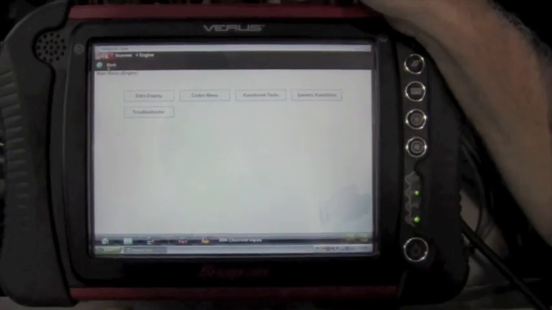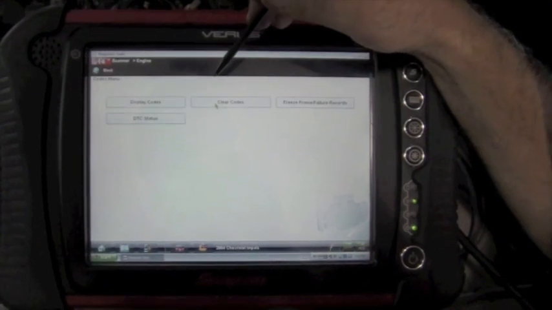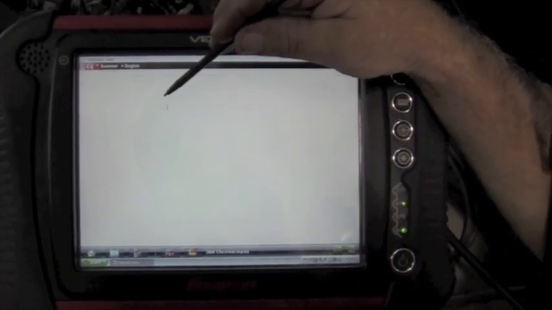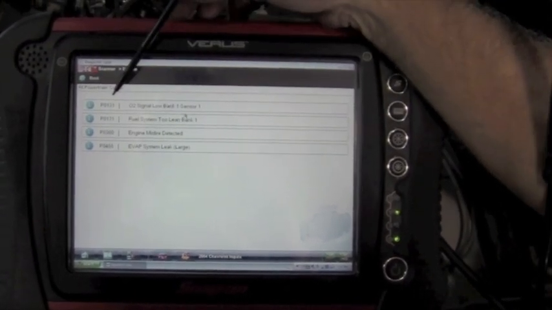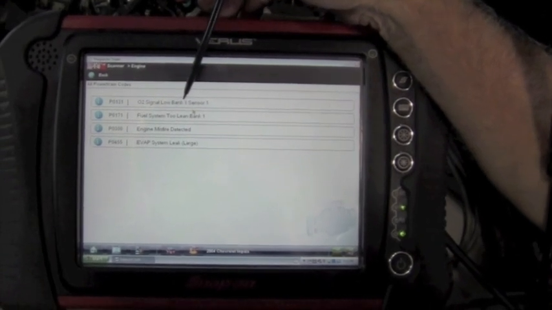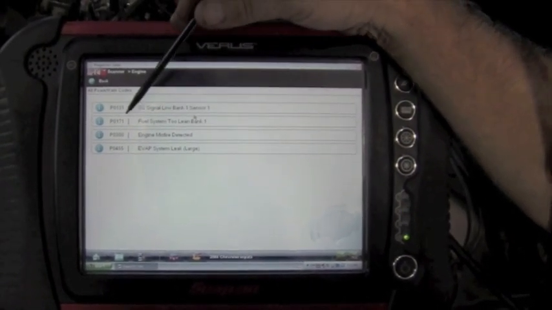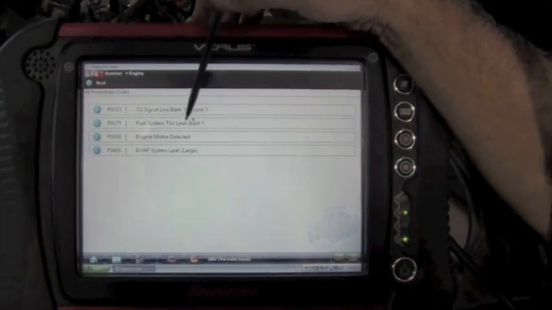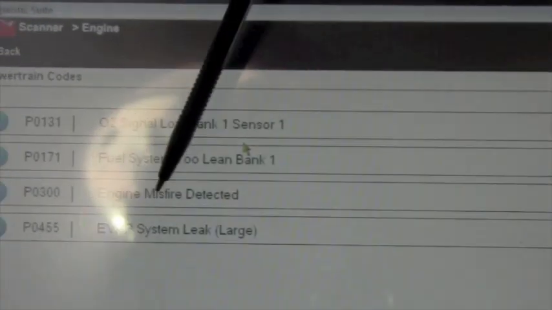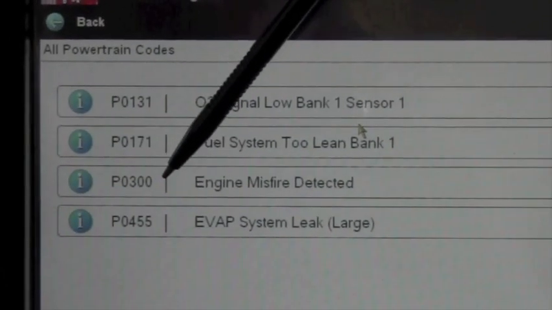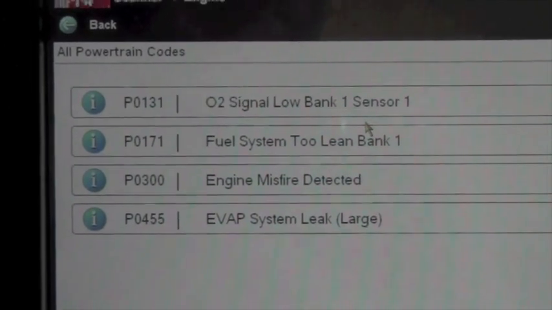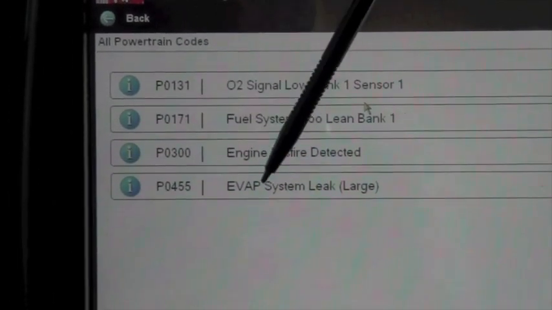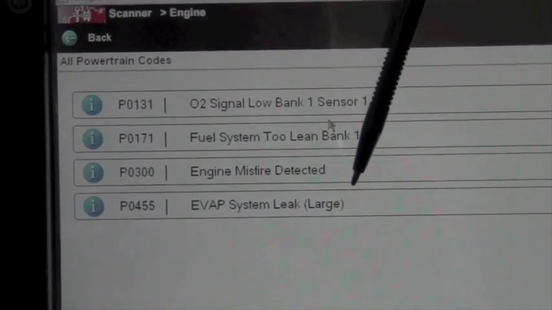Remember, the check engine light is on, and now and then it blinks. So in the scanner, we're going to look at codes. We're going to display our engine codes. Here's what we've got. P0131, the O2 signal, bank 1, sensor 1 is low. P0171, bank 1 is lean. P0300, misfire detected. Now 300 means random. It's not identifying one particular cylinder, it's just overall random. And P0455, the evap system has a large leak.